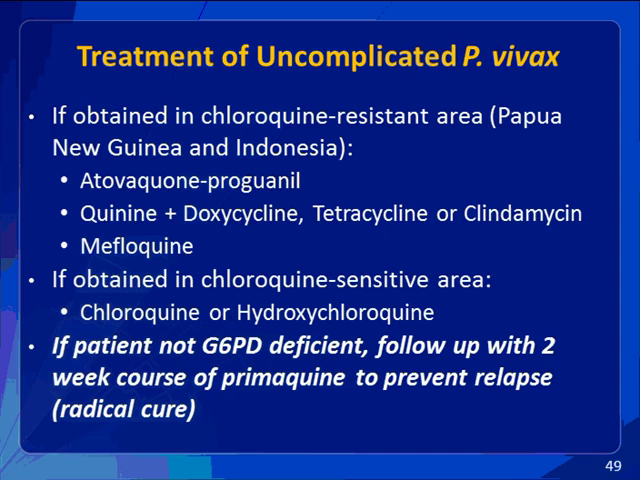Note, importantly, that the areas of chloroquine resistance for falciparum and vivax parasites are different. For vivax cases, treatment should also include a 2-week course of primaquine to prevent relapse, referred to as a radical cure. Primaquine is the only drug active against the dormant liver stages, but should not be given to patients with G6PD deficiency.